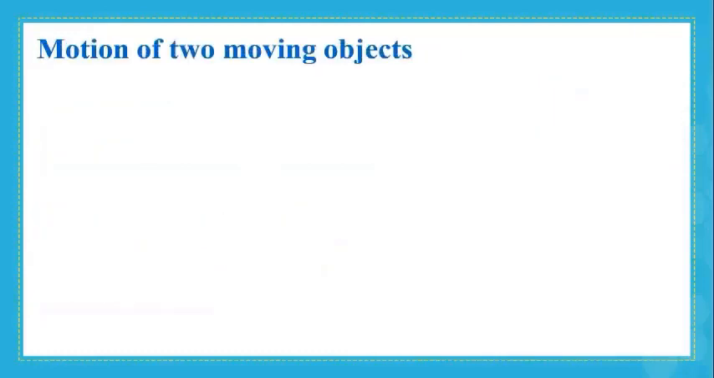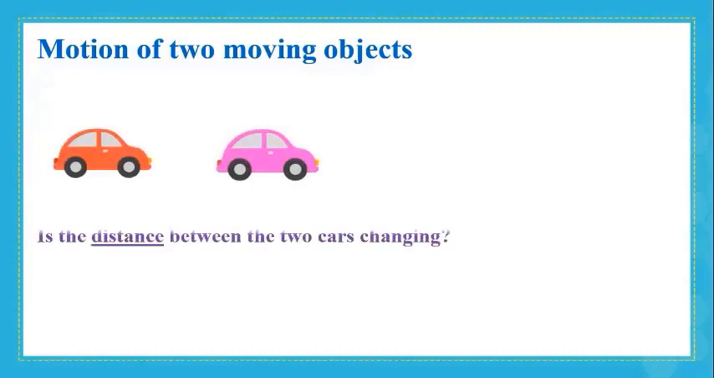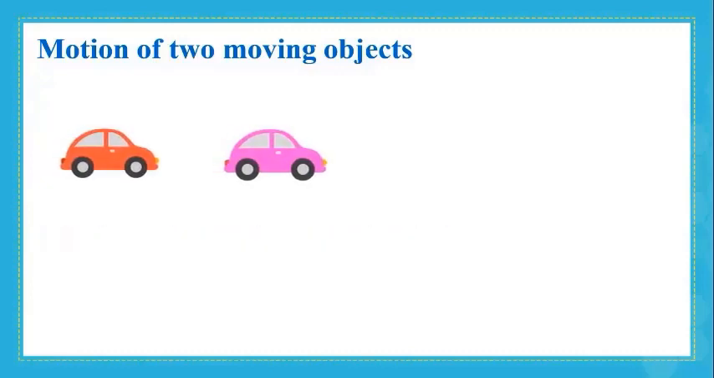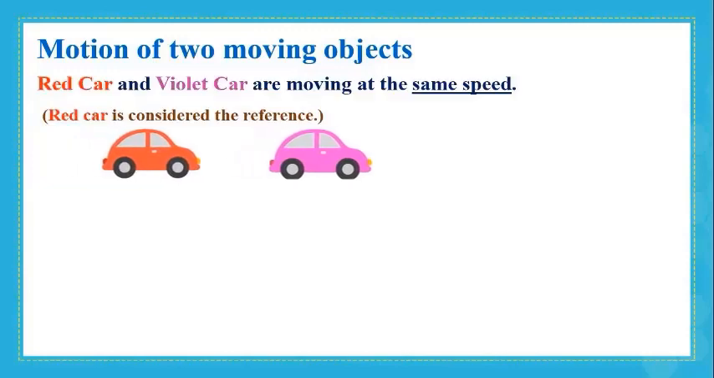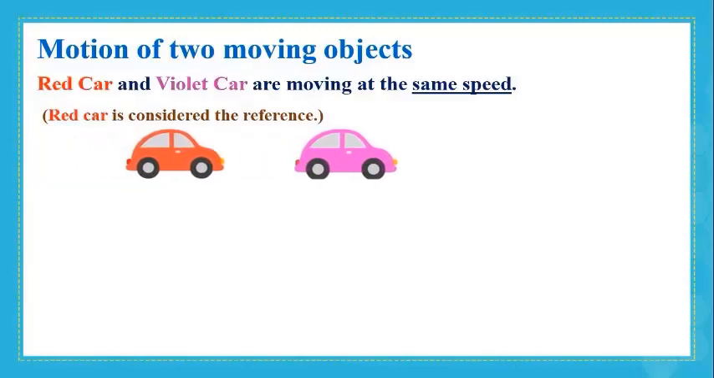The last idea in this chapter is how to describe the motion of two moving objects. Violet car is 3 meters in front of the red car. Both cars start moving at the same speed. Red car is the reference.